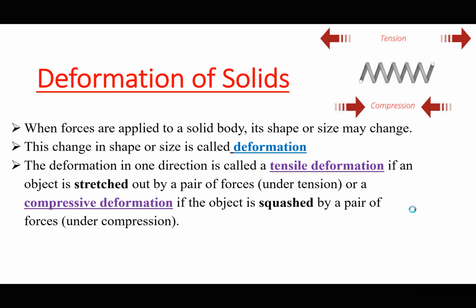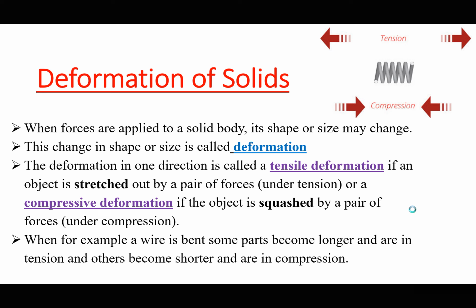Then we shall have a deformation where the forces push towards the object. In other words, the forces tend to squash the object. In that case, we say the object is under compression, or the deformation is going to be a compressive deformation. So there are going to be two types of deformation that we are going to talk about. That is the tensile one, where the forces act to pull apart the object, and where the forces act to compress or to squash the object, which we are going to call the compressive.